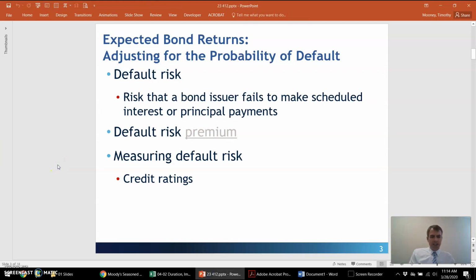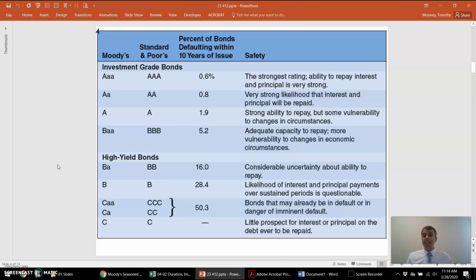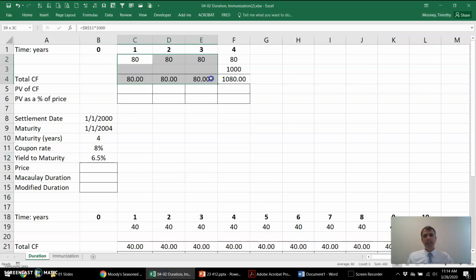So credit ratings are one measure of default risk as well. And we can see that the lower the credit rating, on average, the more likely defaults are to happen. And so if an issuer defaults on a bond, you don't receive all the interest and face amount payments, you receive some lower fraction of it.